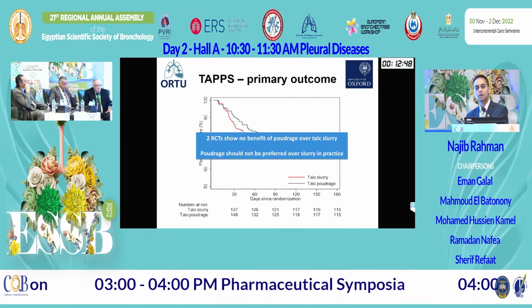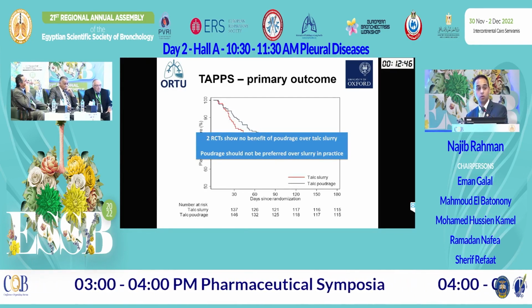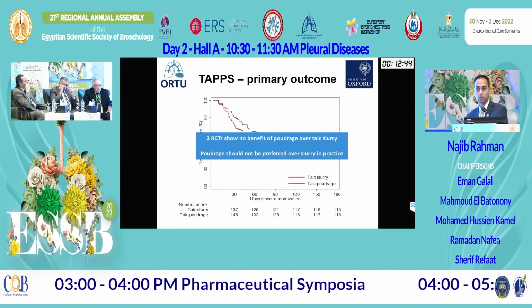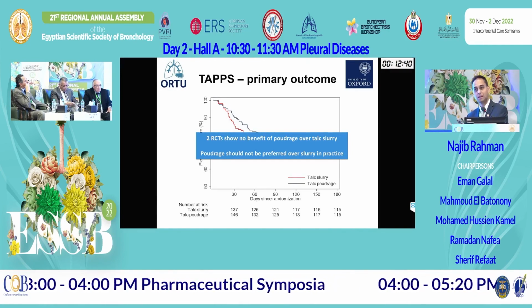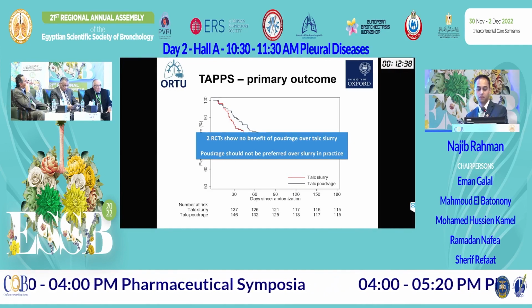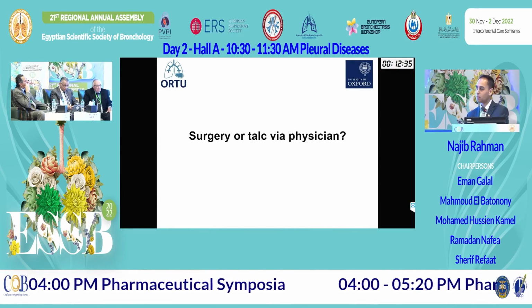What does this mean? If I'm doing biopsies at thoracoscopy, I will do poudrage. But if I have a known MPE, I will not select them for poudrage. I will just do a bedside. It's very, very straightforward. Now, what about this difficult question?